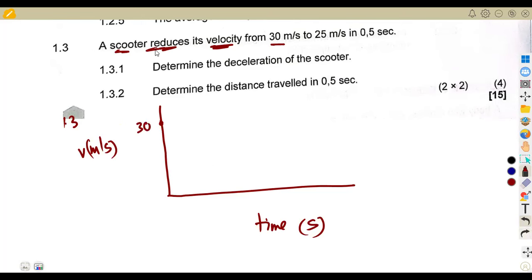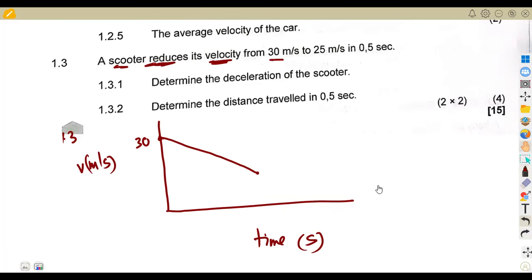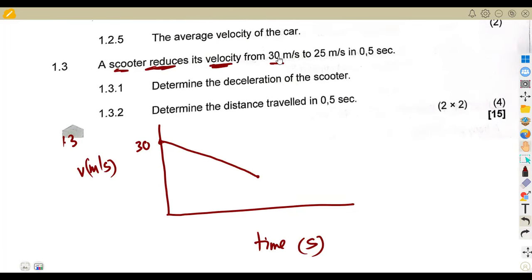But it reduces. To reduce is a deceleration. So there's a deceleration that is happening like this, up to a certain point, from 30 to 25. So it did not reach zero, no. It reached a certain point from that 30. Maybe 25 is somewhere here. This is where it corresponds with 25. From 30 to 25 meters per second in 0.5 seconds, which means the corresponding time down there is 0.5.